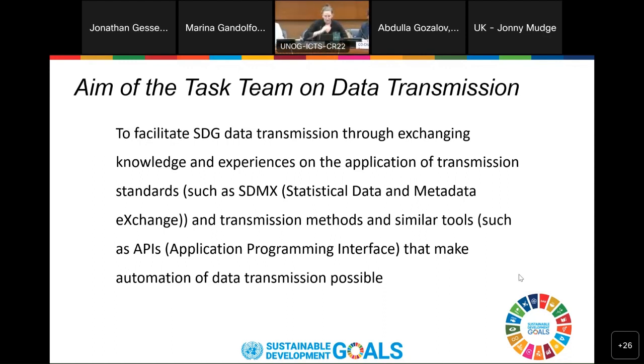Okay, so I promised to do a short update on the task team on data transmission. The aim of this task team is to facilitate SDG data transmission through exchanging knowledge and experience on the application of transmission standards such as SDMX and transmission methods and similar tools such as APIs that make automation of data transmission possible. That is what we decided from the outset when this task team was created.